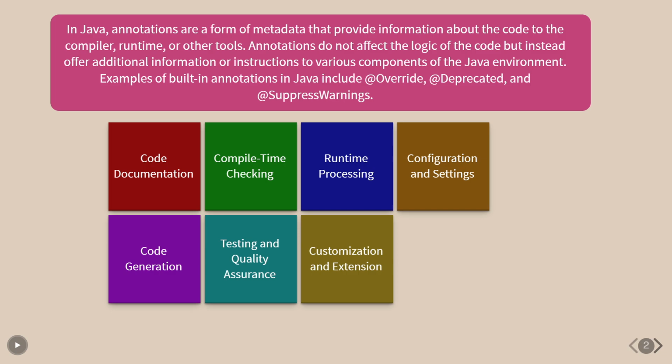Examples of built-in annotations in Java include @Override, @Deprecated, and @SuppressWarnings. Custom annotations are created by developers to address specific requirements in their code base or frameworks.